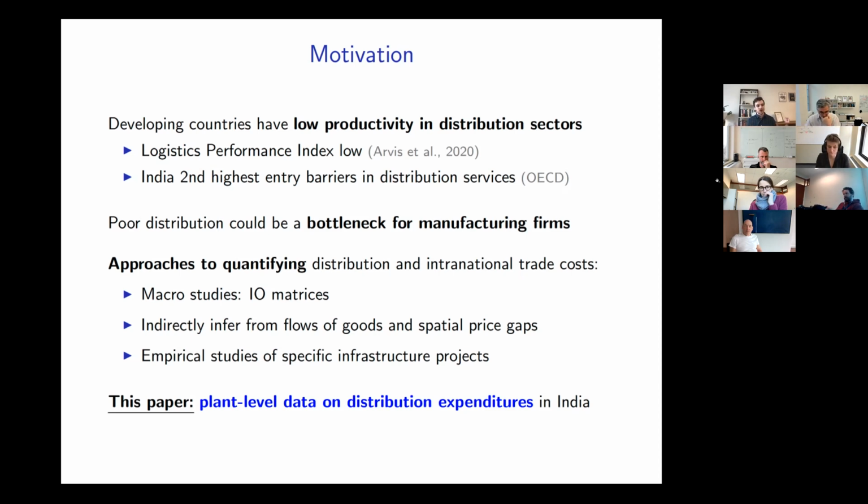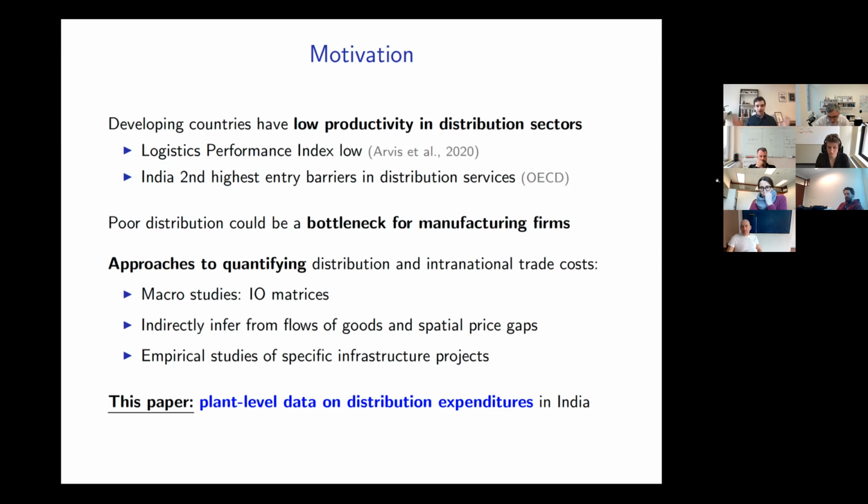So there's a more macro-based approach, which looks at input-output matrices and sector-level data to measure the macro significance of this. But this tends to use a lot more aggregated data and misses all the firm-level heterogeneity. And oftentimes there's a lot of imputed stuff that goes into this. The trade approach tends to rely a bit more on indirectly inferring the magnitude of trade costs from flows of goods across space, or looking at spatial price gaps as well, for example.